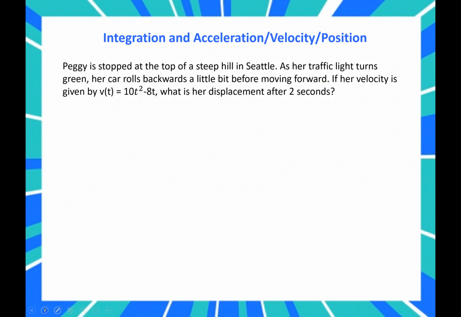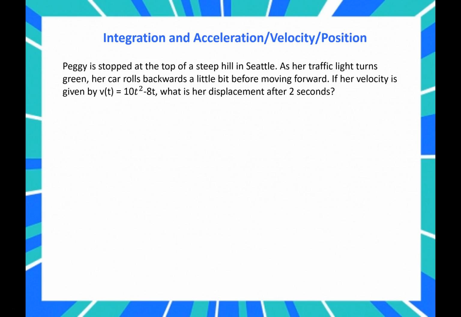One more question, y'all. All right, good old Peggy. Gotta love Peggy. Peggy is stopped at the top of a steep hill in Seattle as her traffic light turns green, her car rolls backwards a little bit before moving forward. If her velocity is given by this function, what's her displacement?